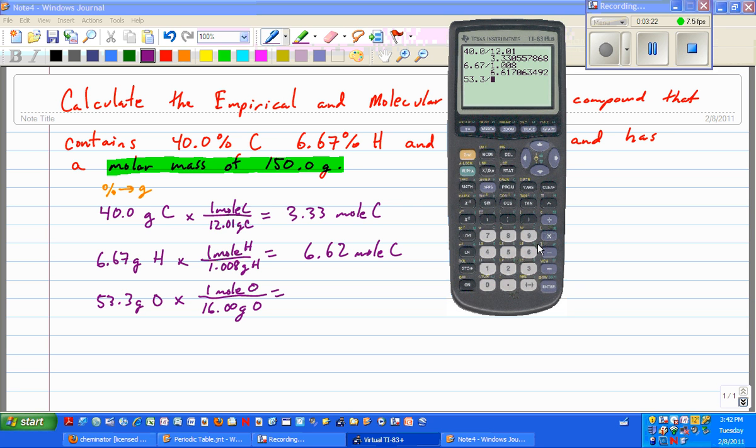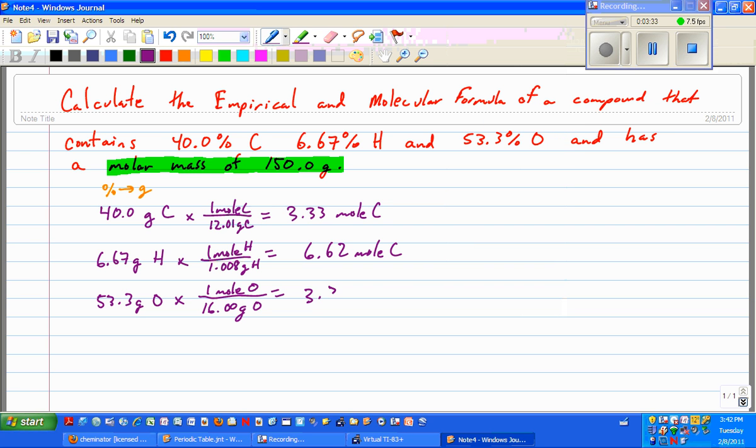And then last but not least, we've got 53.3 grams divided by 16.00 grams. And we get, again, 3.331. We're looking at 3 sig figs, so it's 3.33 moles of oxygen. So we've completed our grams to moles step.